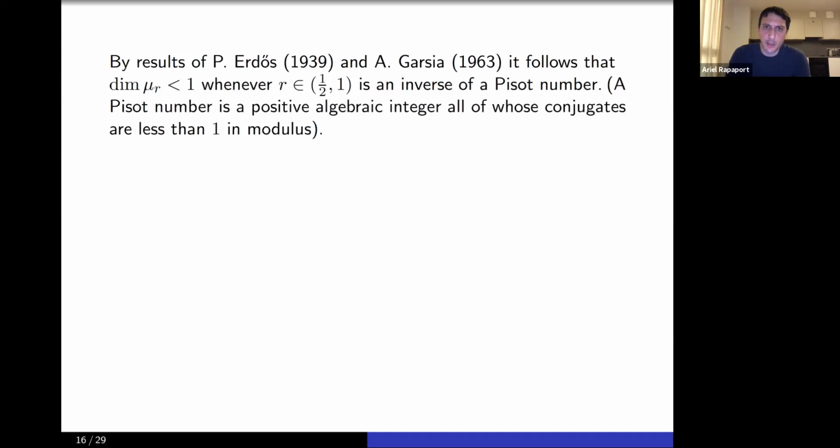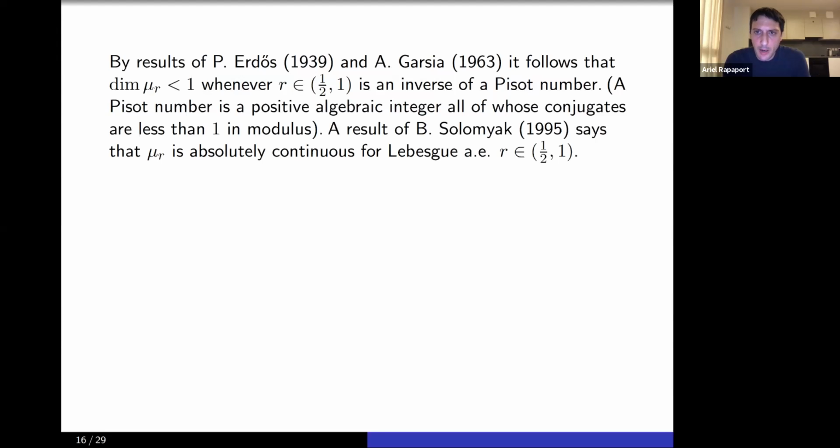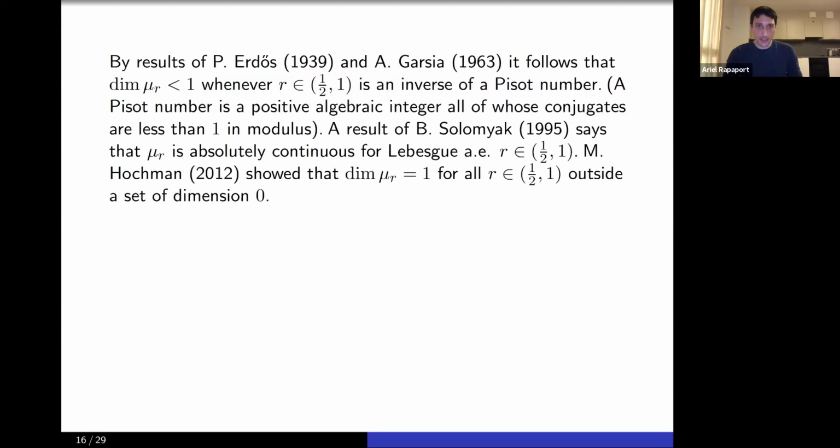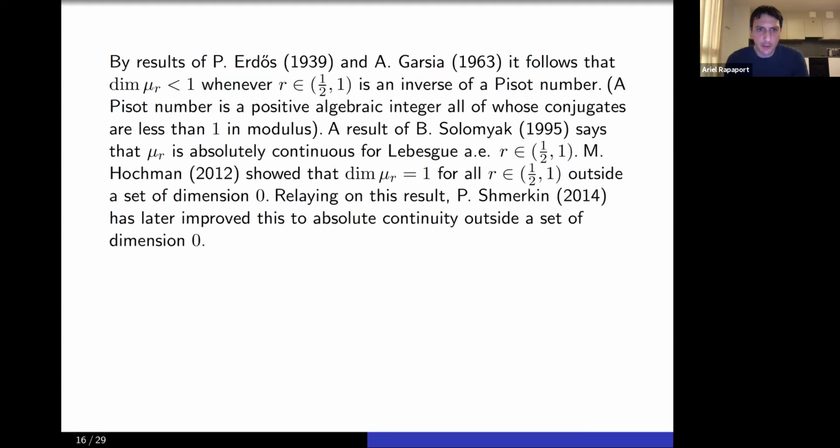On the other hand, a classical result of Boris Solomyak from '95 says that mu r is absolutely continuous for Lebesgue almost every parameter r in the relevant interval, which of course says that almost surely the dimension is equal to 1. Later, in his 2012 paper, as a corollary of his main result, Hochman improved this to dimension 1 outside of a zero-dimensional set. Relying on this result, two years later Shmerkin improved this to absolute continuity outside of a zero-dimensional set. This is where the situation stood until the work of Brouillard and Varjú.